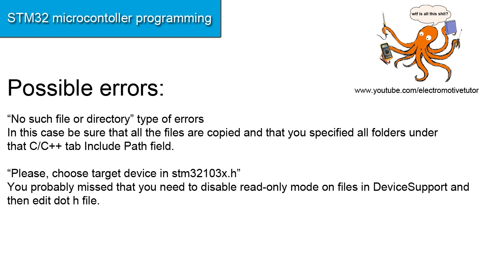In this case, be sure that all the files are copied and that you specified all folders under the C/C++ tab include path field. And please choose the target device in stm32f10x.h. You probably missed that you need to disable read-only mode on files in device support and then edit the .h file. If you have some other errors, read them carefully, they may be very simple to solve by yourself. If not, use Google or rewatch the video, maybe you missed something.